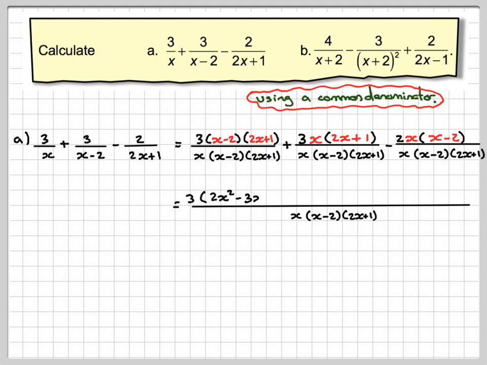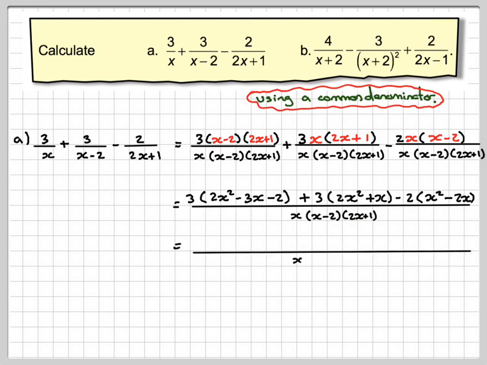Expanding the top, so we get 3, and expanding this you're going to get 2x squared minus 3x minus 2. So you should be able to expand that now. And then here we're going to get 2x squared plus x. And here we're going to get 2x squared minus 2x. Taking the 3's and the 2's in, 6x squared minus 9x minus 6, plus 6x squared plus 3x, and then we've got minus 2x squared plus 4x. Be careful with the minus sign.